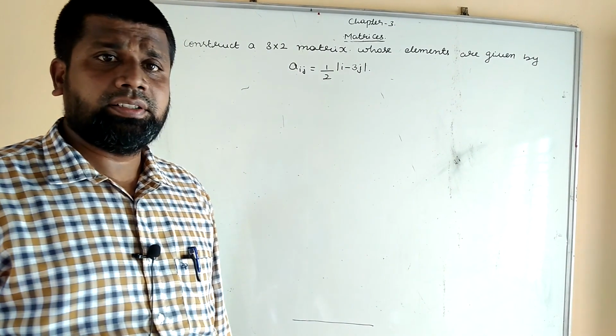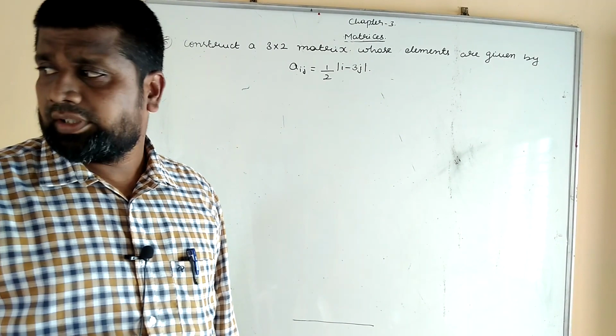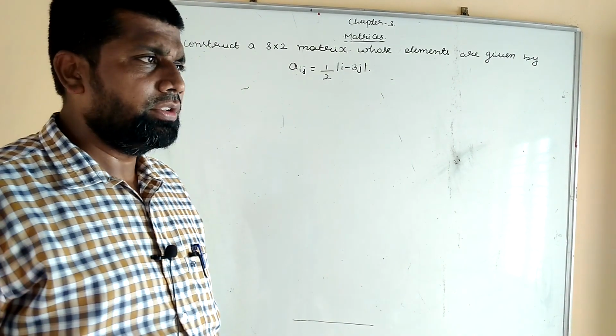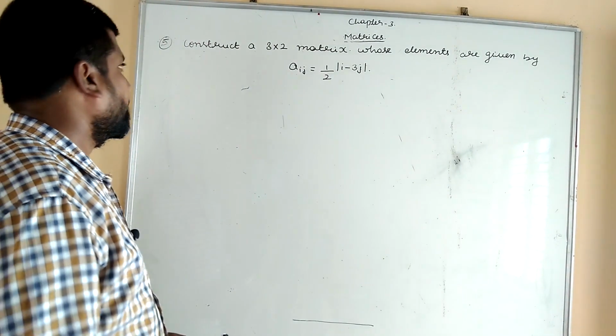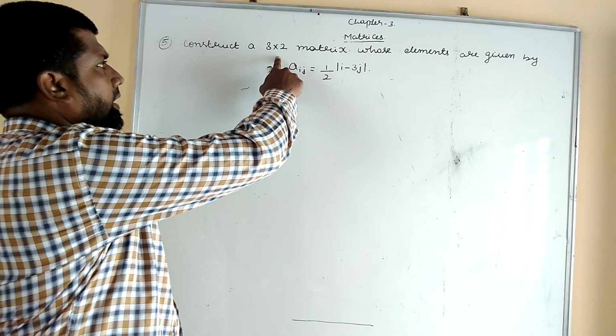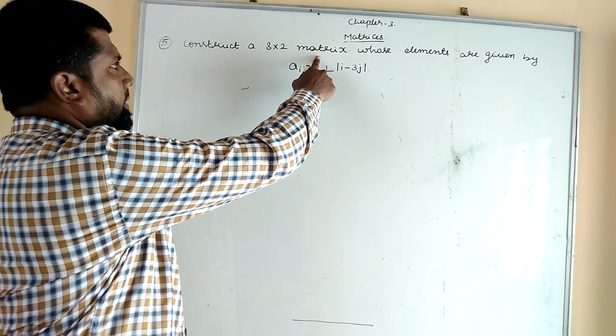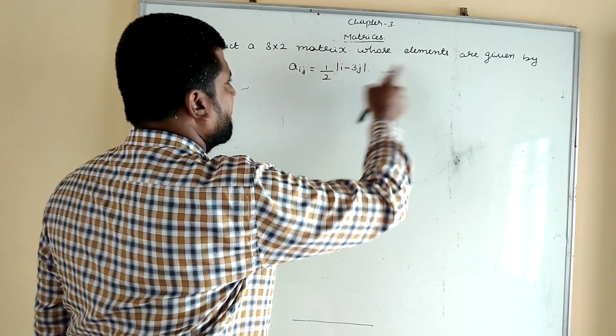In the previous class, we have done the 4 problems. Then I have given one assignment question. Today, let us go for the next problem. That is the 5th problem. Construct a 3 cross 2 matrix. We have to construct a matrix 3 cross 2 whose elements are given by.